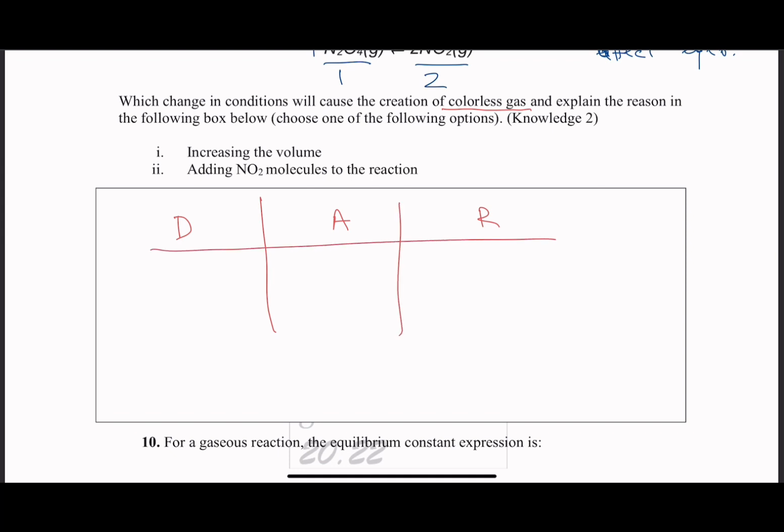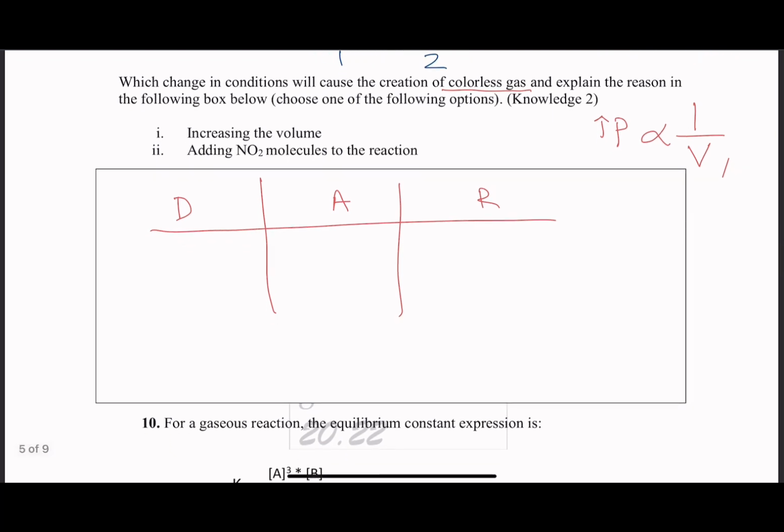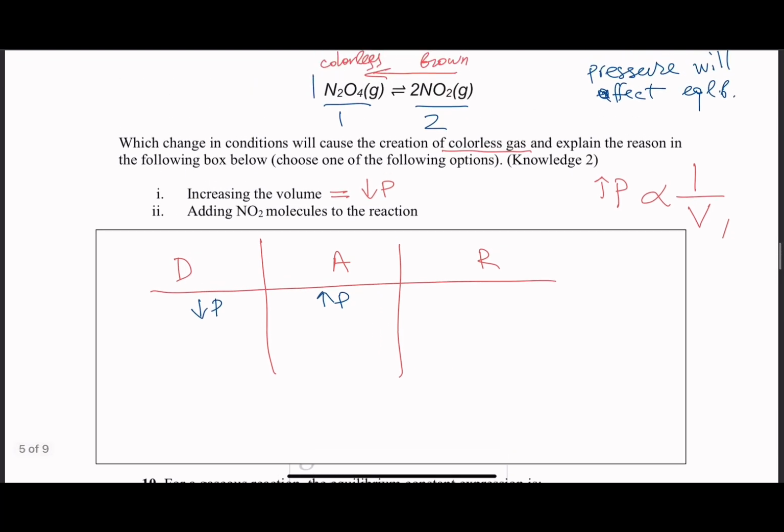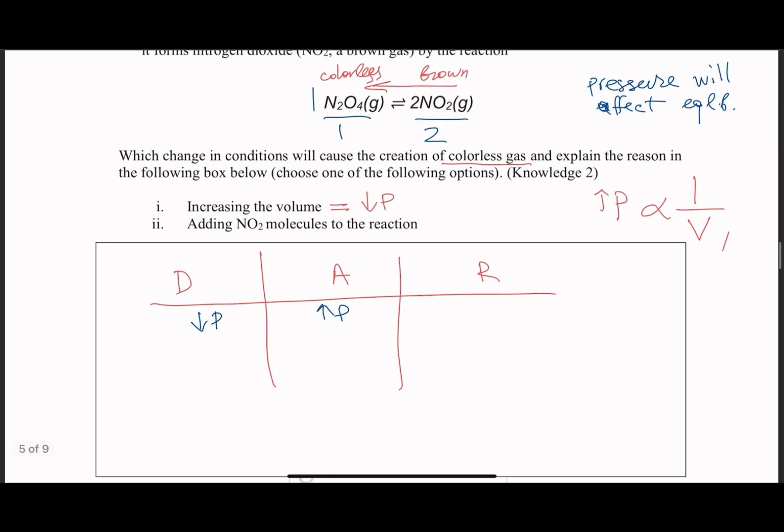Okay, so here I have increasing the volume. We know that pressure and volume are inversely related, from physics. If we increase the pressure, the volume will decrease. So increasing the volume means decreasing the pressure. My disturbance is decreasing the pressure. My action would be counteracting that by increasing the pressure. So in order to increase the pressure, I need to go to the side with more molecules.